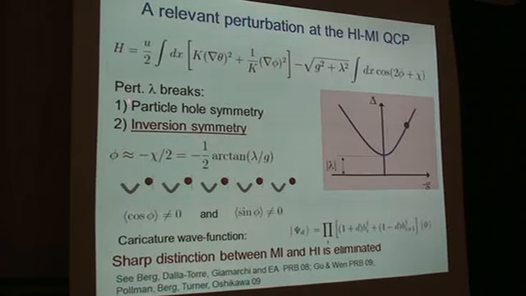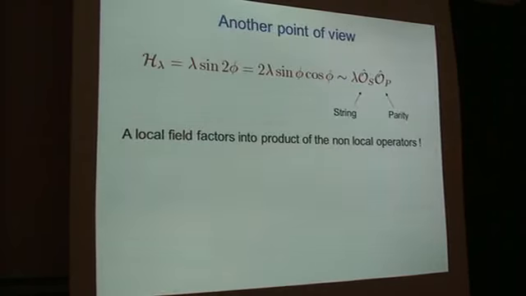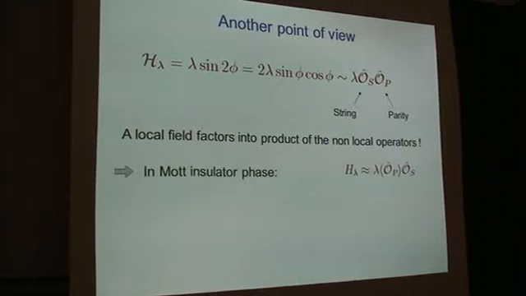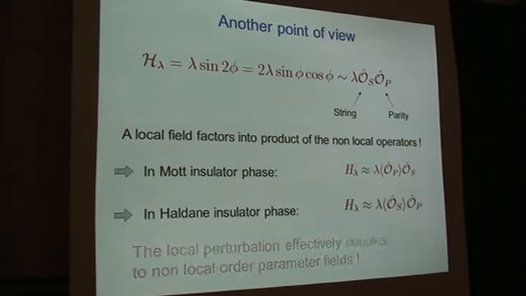Actually, I should say in the presence of both particle hole symmetry and inversion symmetry, you need to break both particle hole symmetry and inversion symmetry in order for it to be not protected. But particle hole symmetry is anyways broken from the outset in the bosonic system, although maybe not in a spin system. So maybe that's not so important.